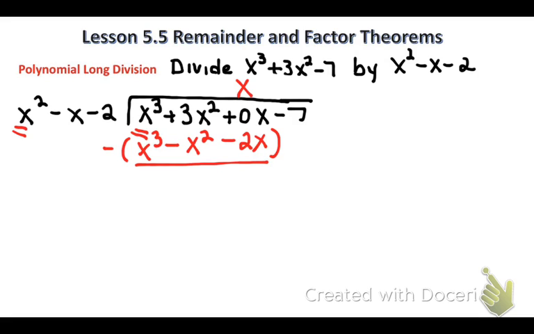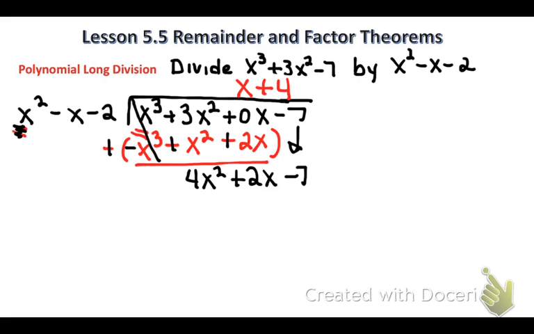We are distributing the negative, or you could think of it as add the opposite. Our x cubes cancel, 4x squared plus 2x, and we bring down the minus 7. Now we ask ourselves, x squared times what would get me to 4x squared, and that will be 4. 4 times x squared, 4x squared, 4 times negative x, negative 4x, and 4 times negative 2 is negative 8.